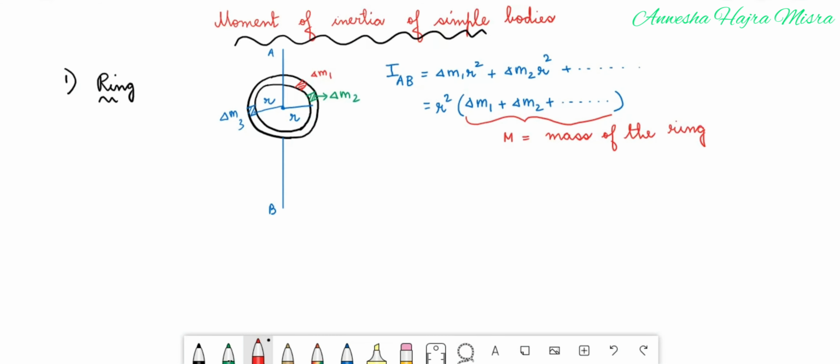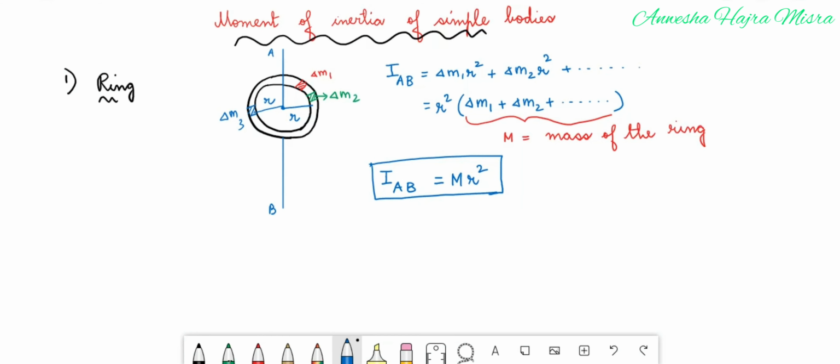So my moment of inertia of the ring about an axis perpendicular to the plane of the ring passing through the center is M r square, where M is the mass of the ring and r is the radius of the ring.